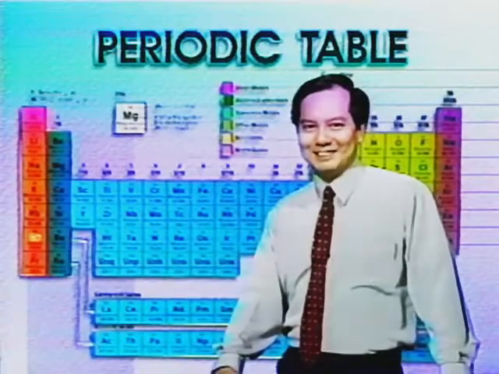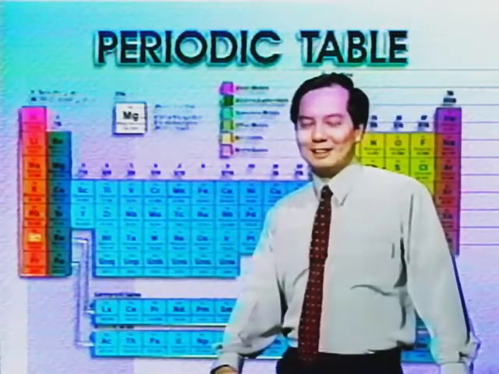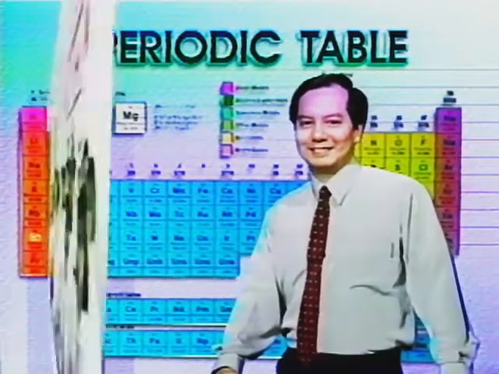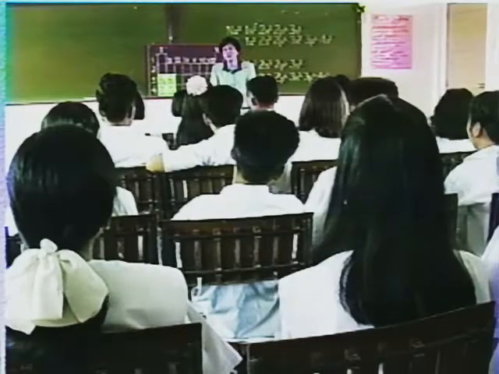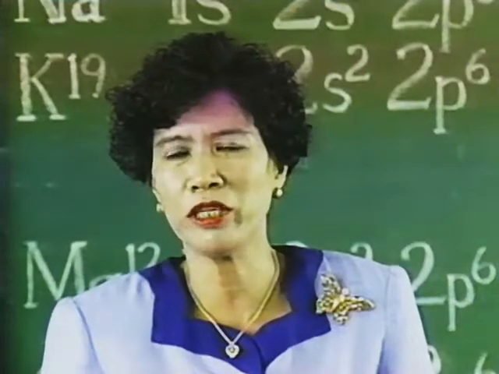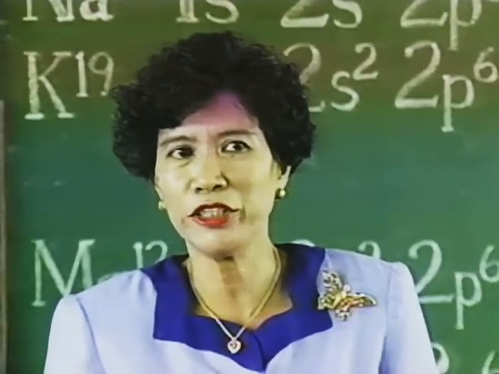Let's visit the chemistry class. They're also discussing the periodic table today. How can you find the positions of sodium and potassium in the periodic table based on their electronic configuration?